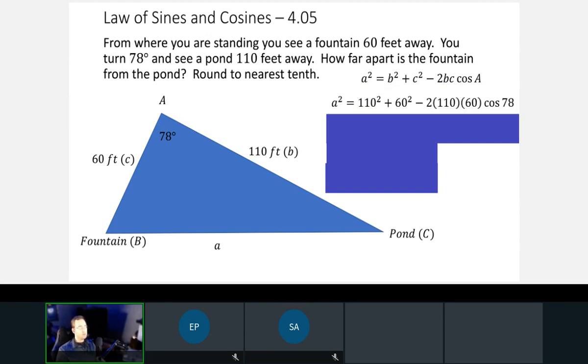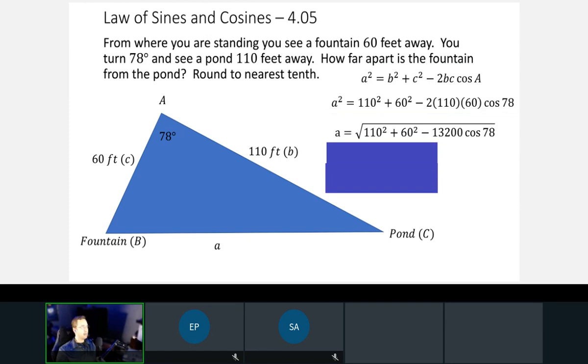And then from here, we're going to square root both sides because we're solving for side little a, lowercase a. And we're going to type that in. Now, because this is in degrees, your calculator also needs to be in degrees. So before you type all this in, make sure you are in degree mode, because if you're in radian mode, your answer will be very different and very wrong. And that's bad. Little case a, that's right.